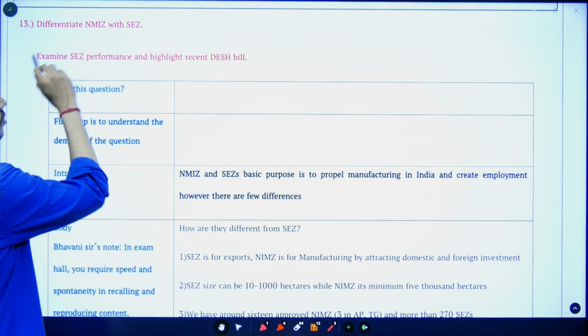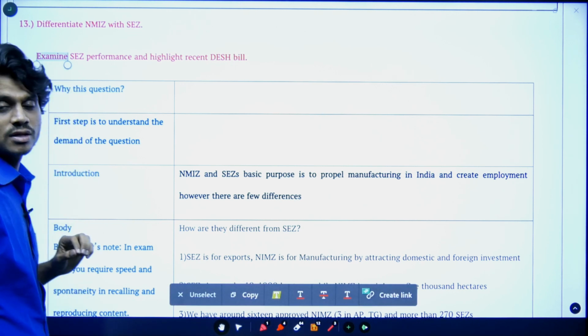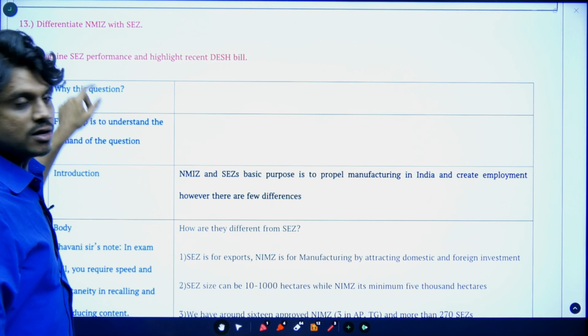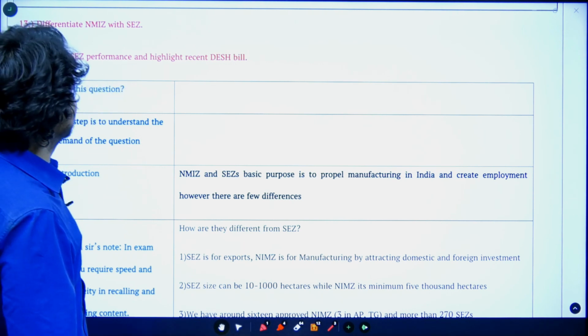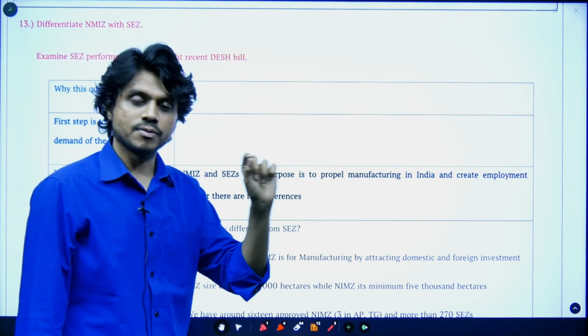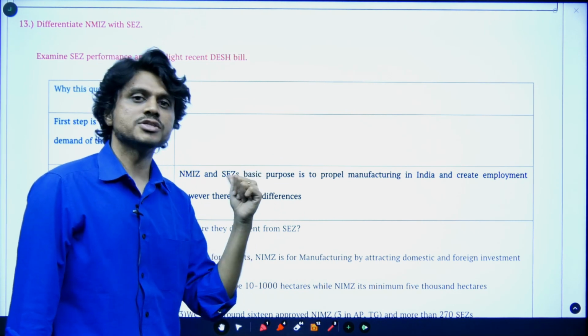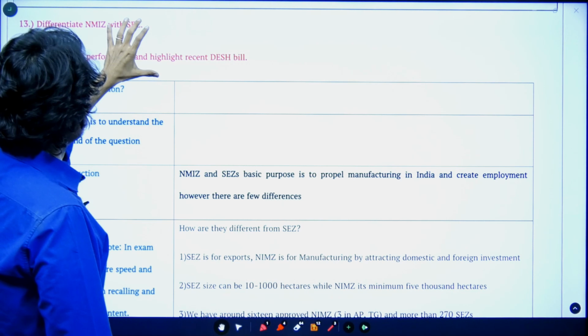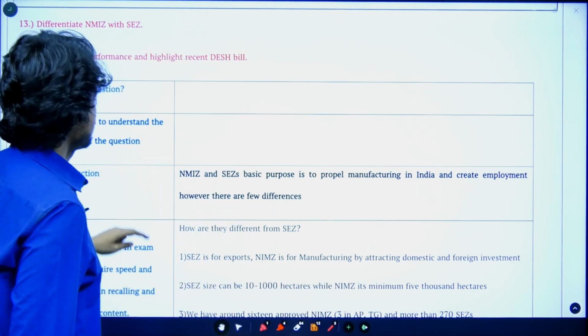Examine SEZ's performance, because the keyword here is bigger in nature. The keyword here is differentiate. When compared to differentiate or highlight, examine is the bigger keyword, and I should give more attention to this keyword. So the question should be divided accordingly.